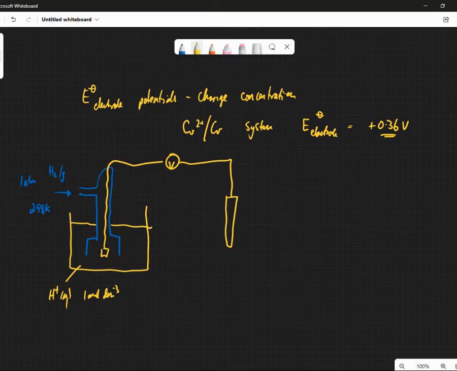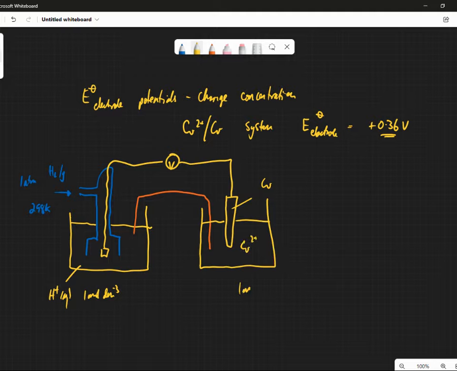And what have we got here? Okay, there's a salt bridge. And then we've got that. And this is copper metal. Sorry, no, that's not right, is it? This is copper metal. And inside the solution, we have copper ions. Okay, and this is 1 mole per decimeter cubed. Okay, are we happy with that? Are we good so far? So far, so good.